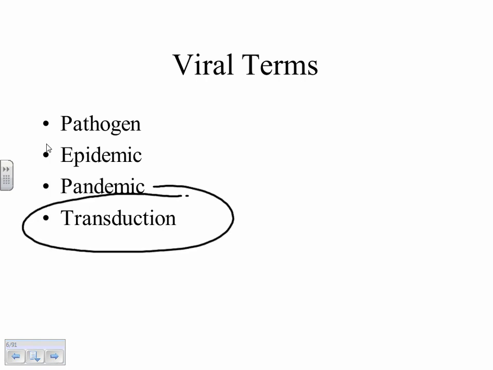This word right here is probably one you never heard of before. What does the root trans mean? Across. What do you think in terms of viruses? Why are we saying across something? Across multiple species. Transduction is the idea that a virus can transmit genes from one species to another.